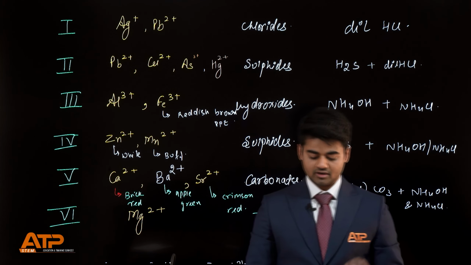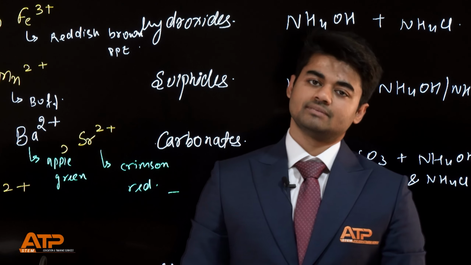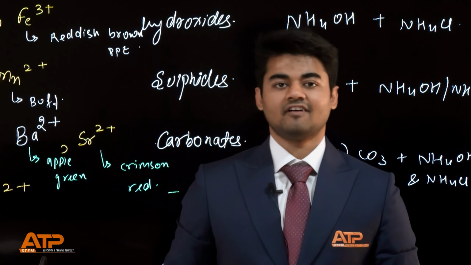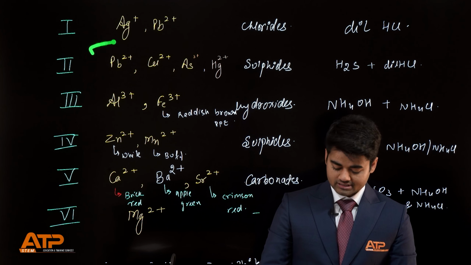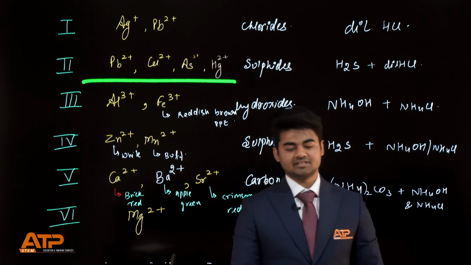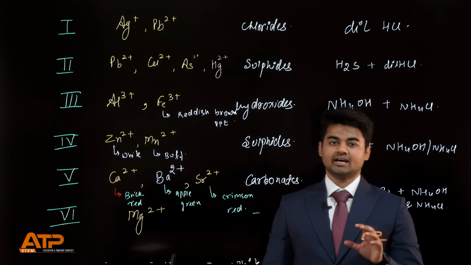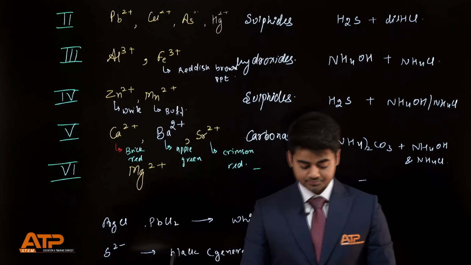Let's check H2S in acidic medium. Pb2+, copper, arsenic 3+, Hg2+, all of them precipitate as their respective sulfides. Generally speaking, there are some exceptions, but sulfides are black in color. So the salts we get here are black precipitates.